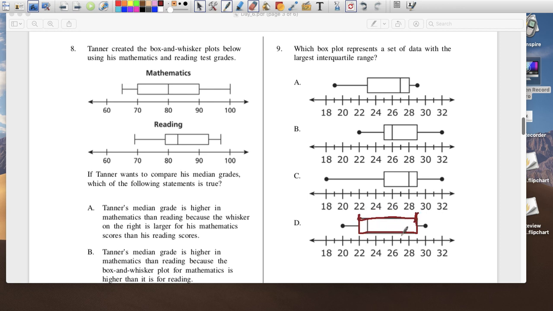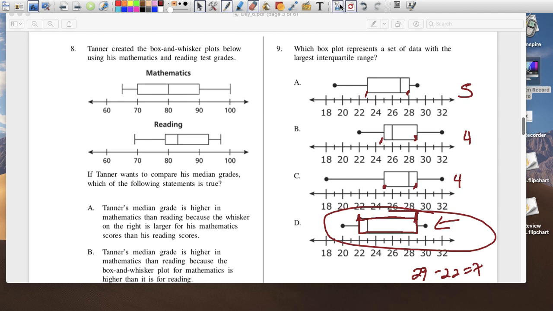So just by looking at it, they all share the same number line. So size-wise, this one. You can also obviously calculate: this would be a 29, this would be a 22. So 29 minus 22 is 7, right? This value minus this value. This one is 29 minus 25, which is 4. This one is 29 minus 25, which is 4 again. And this one is 28 minus 23, which is 5. So definitely, again, just the visual should have done the work here for you.